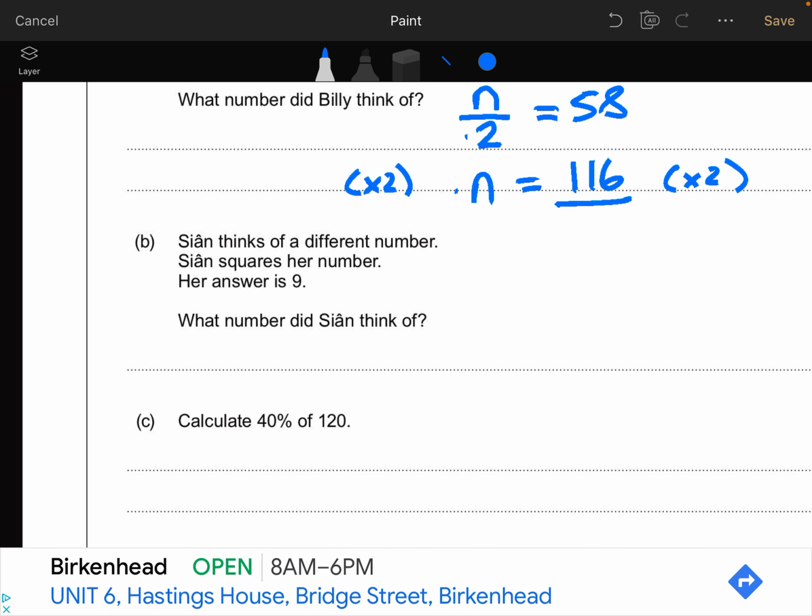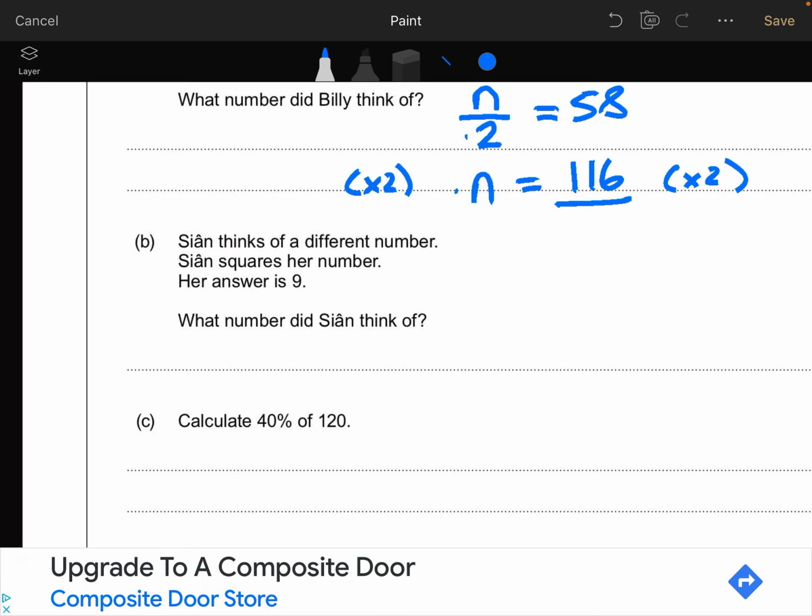Part B. Sean thinks of a different number. So we'll call this one M. Sean thinks of a different number M. Sean squares her number. Sorry, Sean, not Sean. So she squares her number and her answer is 9.